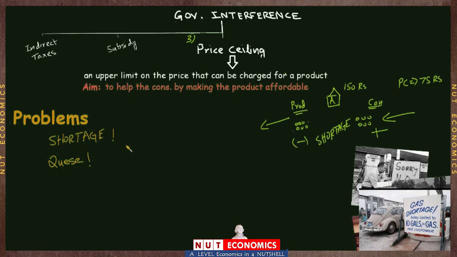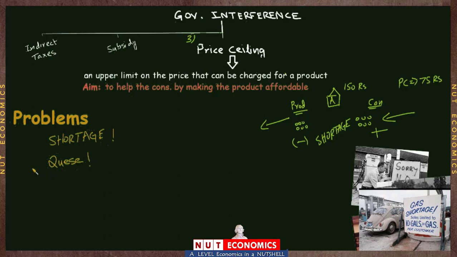So by putting a price ceiling, you are basically stopping or blocking the free market's price mechanism from working and doing what it does when there is a shortage. And that is why the shortage exists. It continues, and then you see long queues.